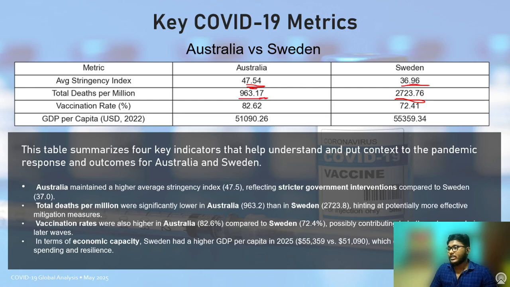And when it comes to GDP per capita, Australia's GDP is 51,090, while Sweden's was 55,090 USD and 359 USD. Now, the table summarizes four key indicators that help to understand the context of pandemic response and outcome for Australia and Sweden. Now, in terms of economic capacity, the higher GDP may have resulted in better resilience in public healthcare, but still the death rate was much higher in Australia and Sweden.